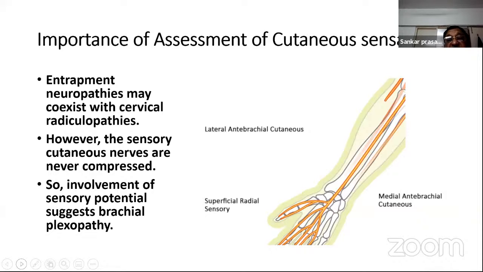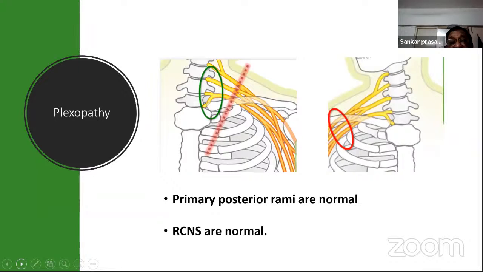Then what is the importance of assessment of cutaneous sensation? Entrapment neuropathies may also coexist with cervical radiculopathies. The sensory cutaneous nerves are never compressed. So the lateral antebrachial cutaneous, the superficial radial sensory, and the medial antebrachial cutaneous nerves are very, very important. Involvement of sensory potential suggests a brachial plexopathy, and you should test forearm sensation carefully in your peripheral neurology cases. In plexopathy, the posterior primary rami are normal, so paraspinal EMG will be normal, and root collateral nerves are also normal in cases of plexopathy.